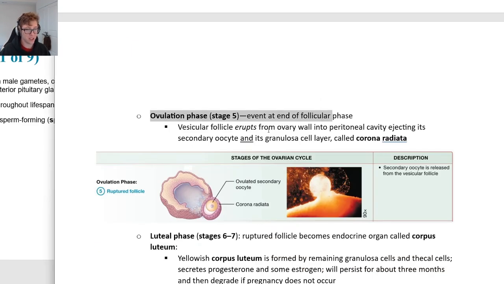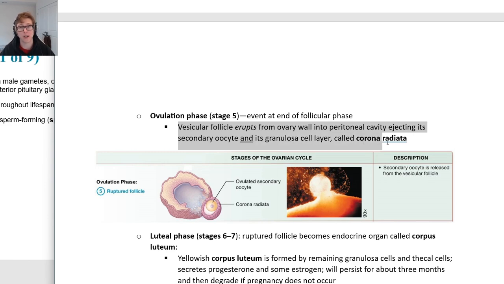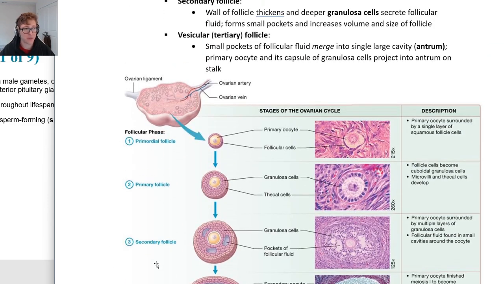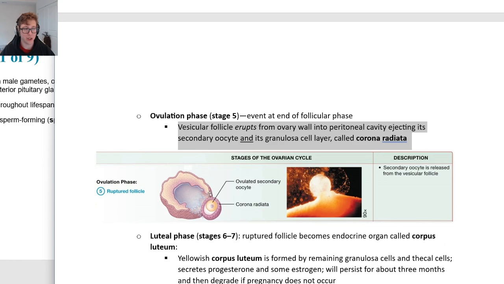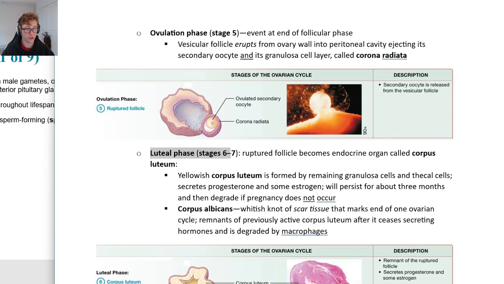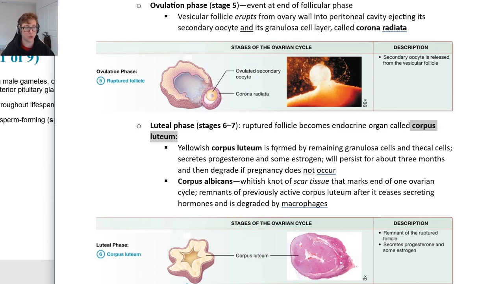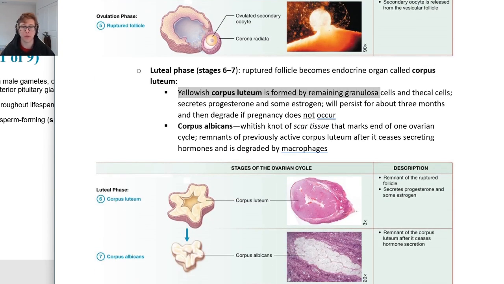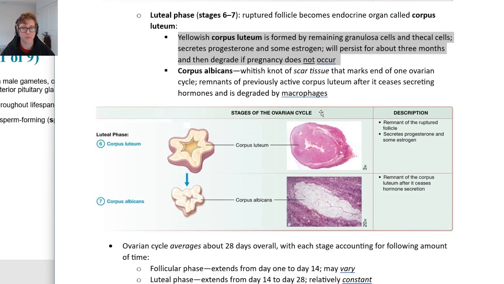So, ovulation: the vesicular follicle erupts from the ovary wall into the peritoneal cavity, ejecting its secondary oocyte and its granulosa layer, called the corona radiata. So, all of these steps led to ovulation. We are now in the luteal phase, stages 6 through 7. This ruptured follicle becomes an endocrine organ called the corpus luteum. The yellowish body is formed by the remaining granulosa cells and thecal cells, secreting progesterone and some estrogen, and will persist about 3 months and then degrade if pregnancy does not occur.